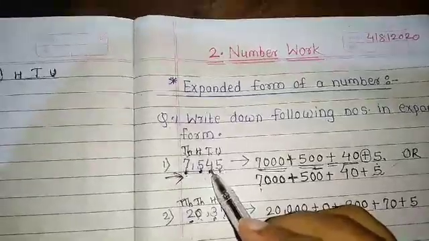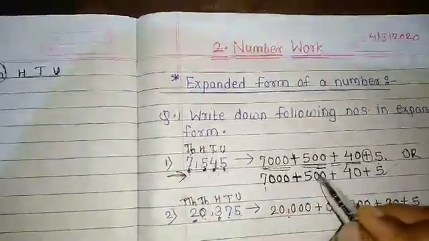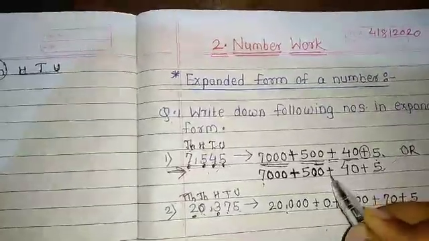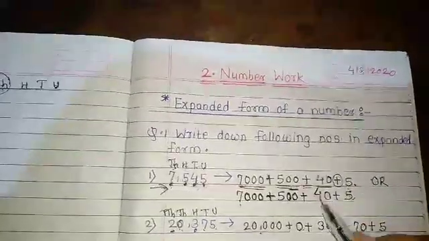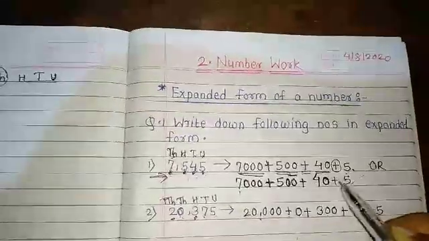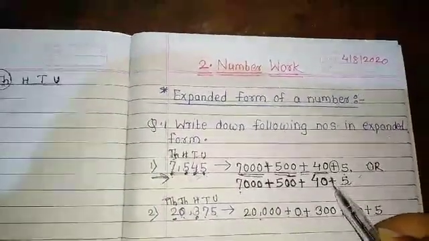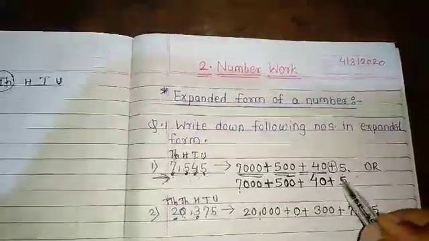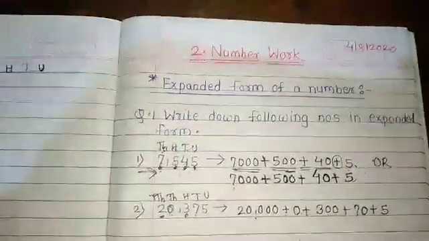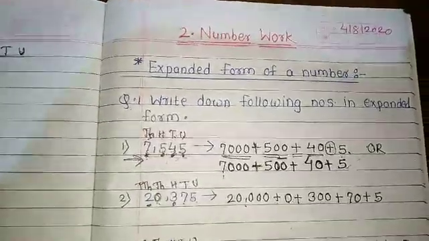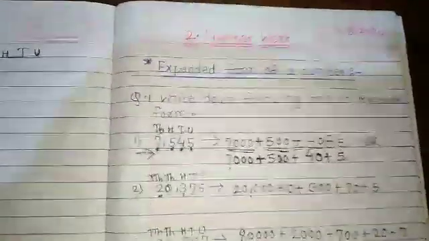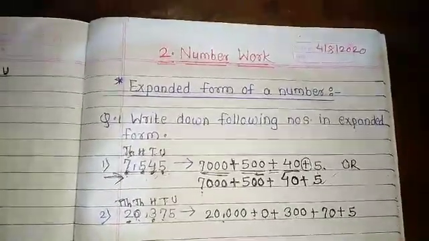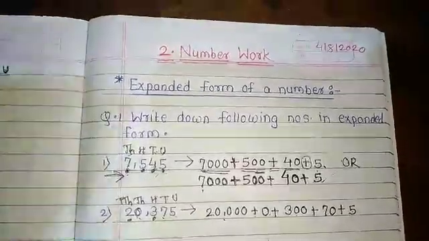Then how many digits are present after 5? 1, 2. So yes, I am putting 2 zeros. Addition sign. The next number is 4. Yes, I am writing 4. After this, how many digits? Only a single digit. So we are putting only a single 0. That is 40, plus the last digit, 5. Yes, I am writing the digit 5. And there is no digit after the last digit, the unit place digit, so I am not writing 0. So likewise you can write the expanded form of a given number.